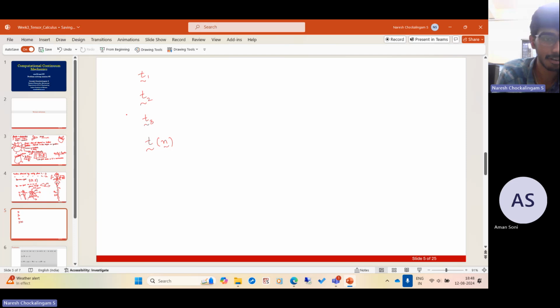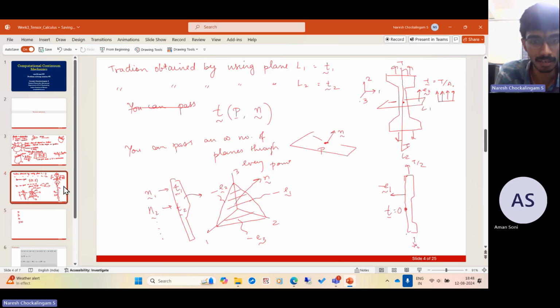So these cannot be independent of each other. That was the idea. Because this tetrahedron has to remain in equilibrium. This tetrahedron has to remain in equilibrium under static conditions. You can establish the equations of equilibrium.